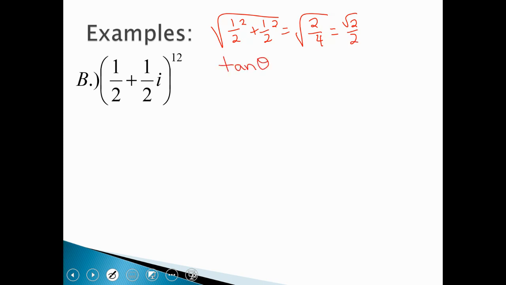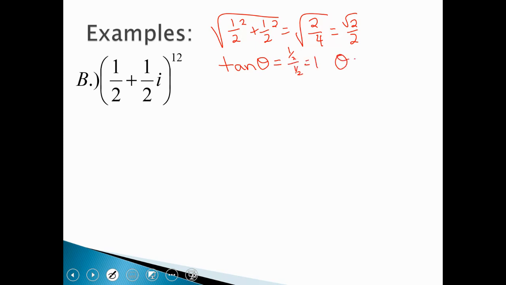So this problem is originally in complex form, so we need to put our answer back that way as well. But first, in order to use Demoivre's theorem, we have to change this into polar form. So I'm going to do square root of 1/2 squared plus 1/2 squared. 1/2 squared is 1/4, so we have square root of 2/4, and that is equal to the square root of 2 over 2. To find the angle, the tangent of theta equals 1/2 over 1/2, or 1.